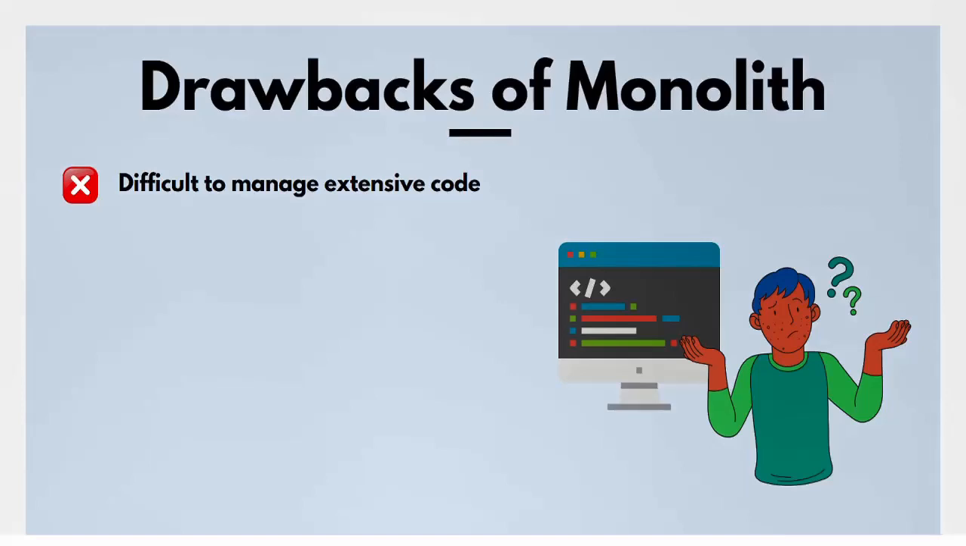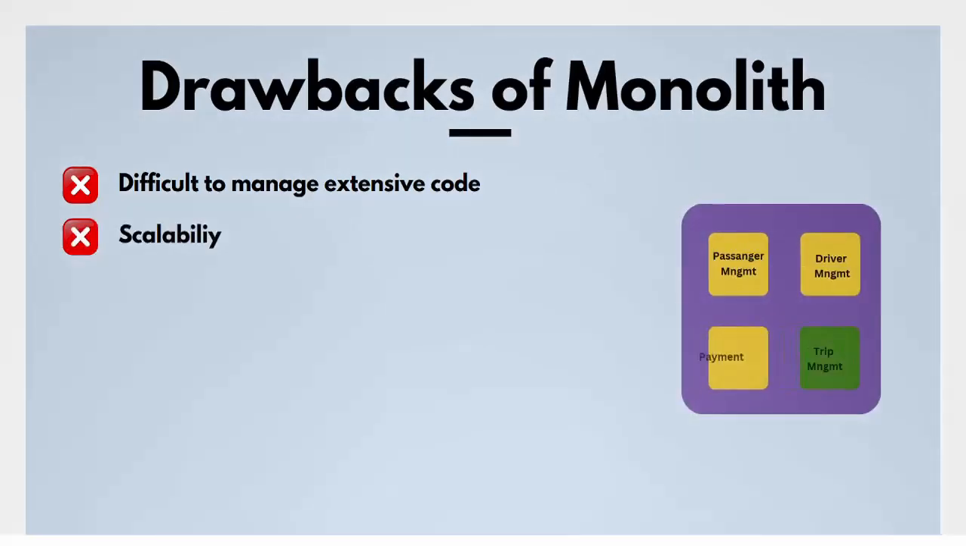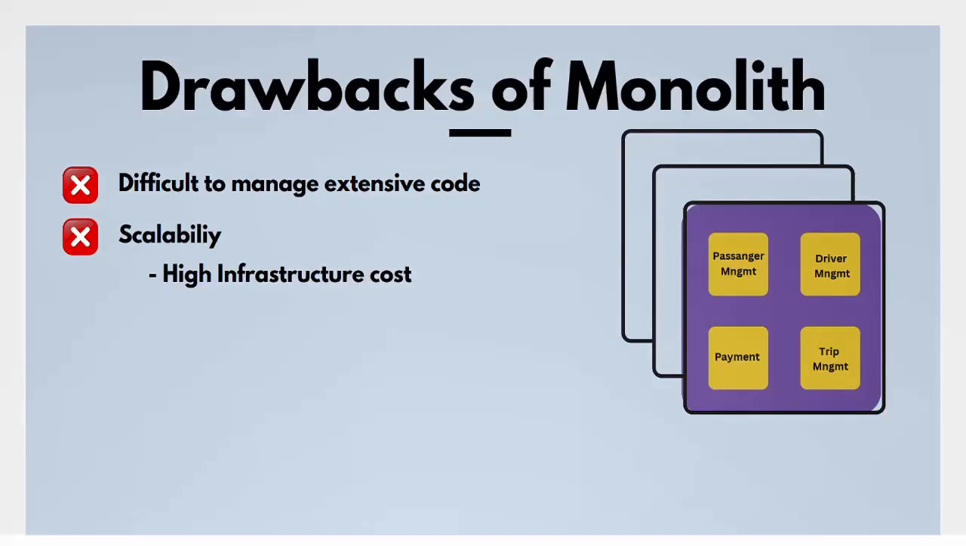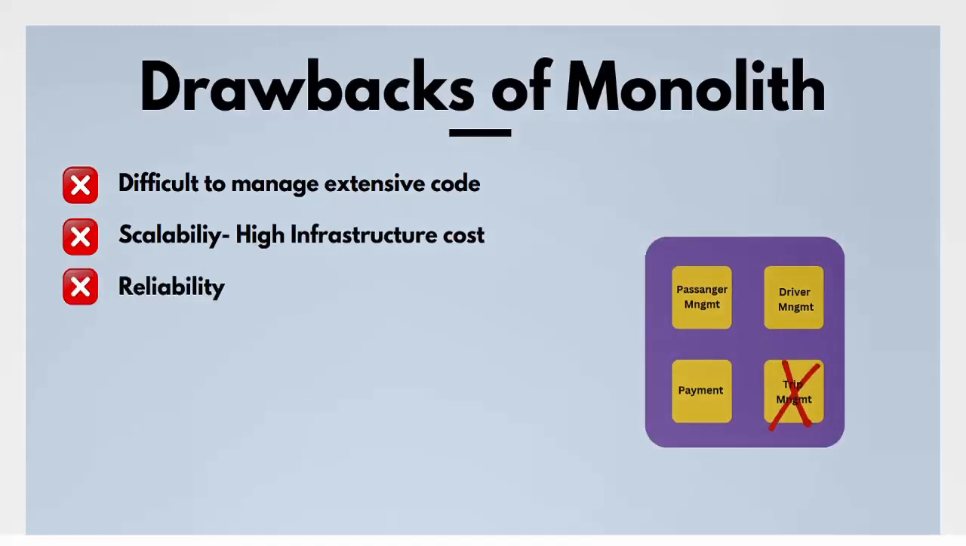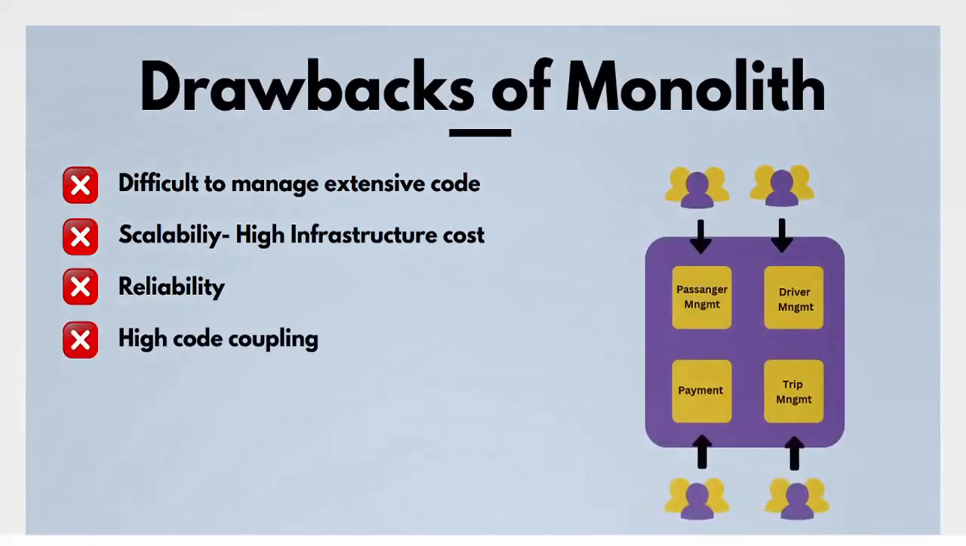Also, if during peak hours the number of trips is increasing and we want to scale the trip management service, it is not possible to scale one part of the application. Instead, the whole application needs to be scaled, which leads to high infrastructure cost. Another major challenge is lack of reliability. If there is an error in any module, it could affect the entire application's availability. Another issue is tight coupling in the modules, which means developers from different teams need to pay attention not to affect the work of any other team.